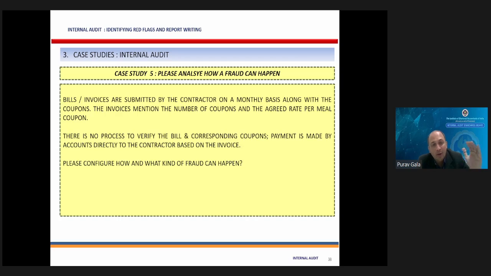Take the number of employees present in that location, the maximum number at any given point in one year. Presume all of them had lunch every day, multiplied by the number of coupons. Even then, the number of coupons submitted by the contractor was double, and that's where it caught our eye.